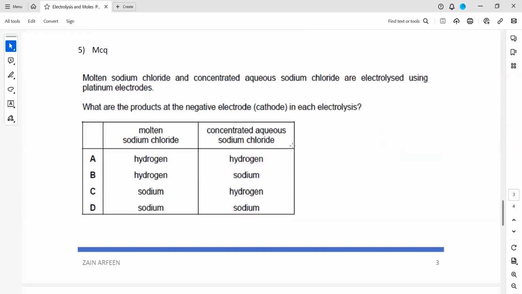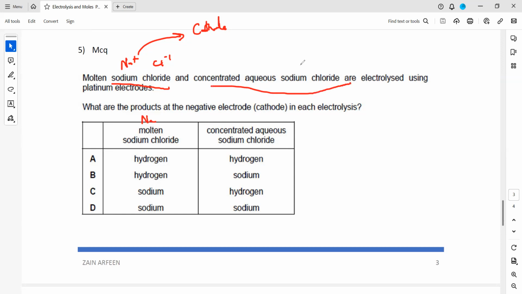Molten sodium chloride and concentrated aqueous sodium chloride are electrolyzed using platinum, an inert electrode. What are the products at the negative electrode, the cathode, in each electrolysis? If we are doing the electrolysis of molten sodium chloride, what ions are present? It contains sodium ions and chloride ions only. Sodium ions are positive ions, so positive ions are attracted and discharged towards the cathode. So for molten, we will have sodium.